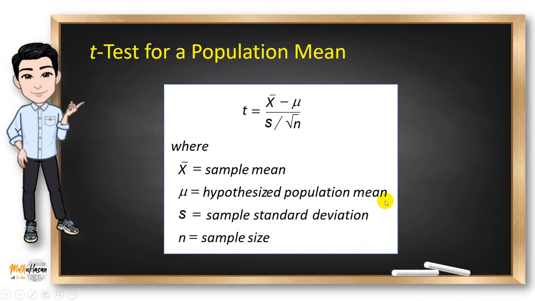The formula for the t-test is almost the same as the z-test. t is equal to x bar, the sample mean, minus mu, the hypothesized population mean, over... We now change the population standard deviation into the sample standard deviation, and n is still the sample size.